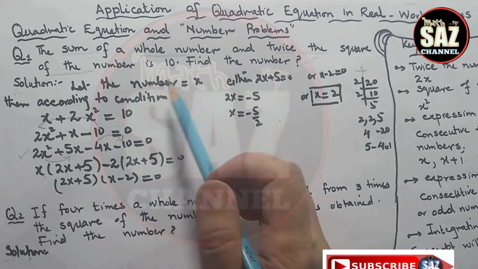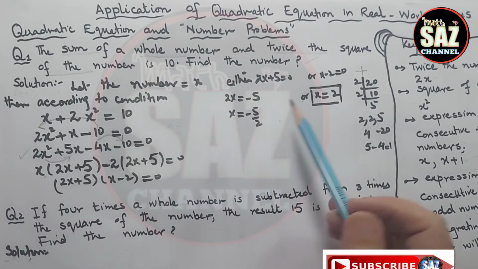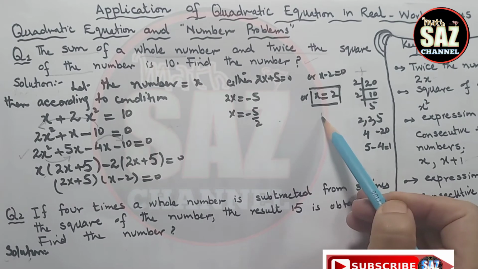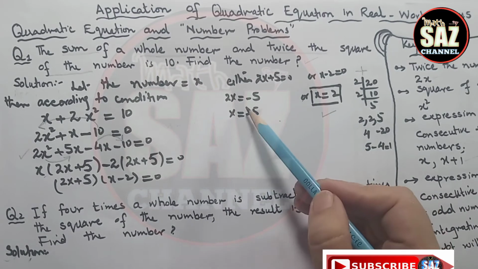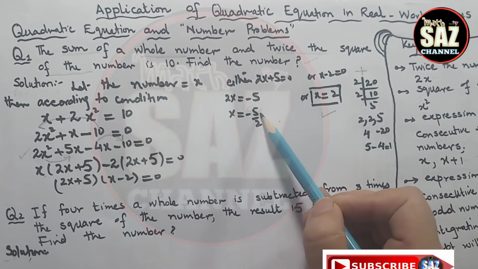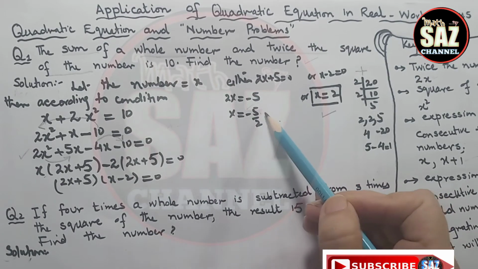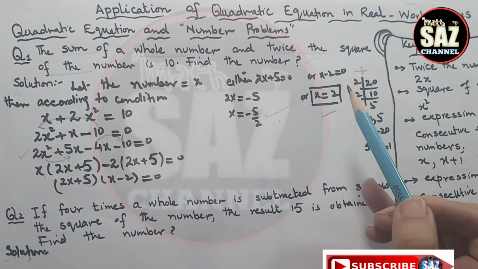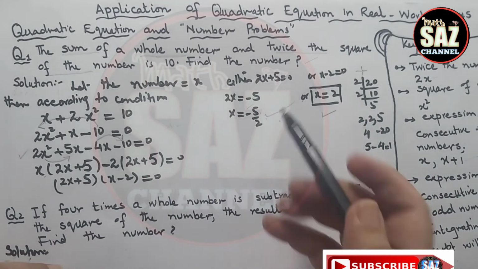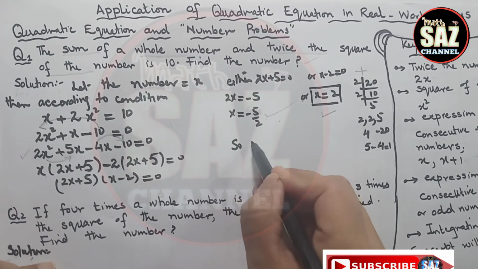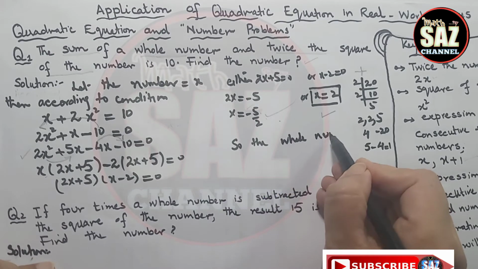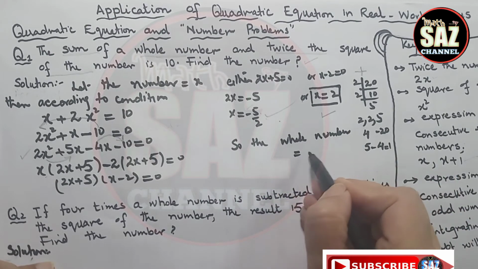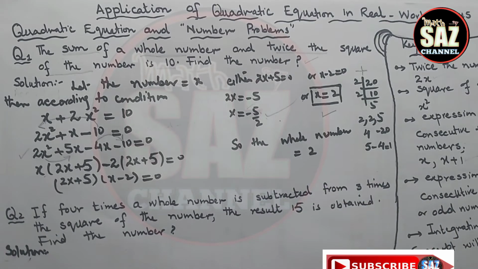As the question says whole number, the accepted answer will be 2, because there are two reasons: this one is with a negative sign and the other is a fraction. So this answer will not be accepted. So the required whole number equals 2. I hope you are clear about this question. Let's move to the next question.